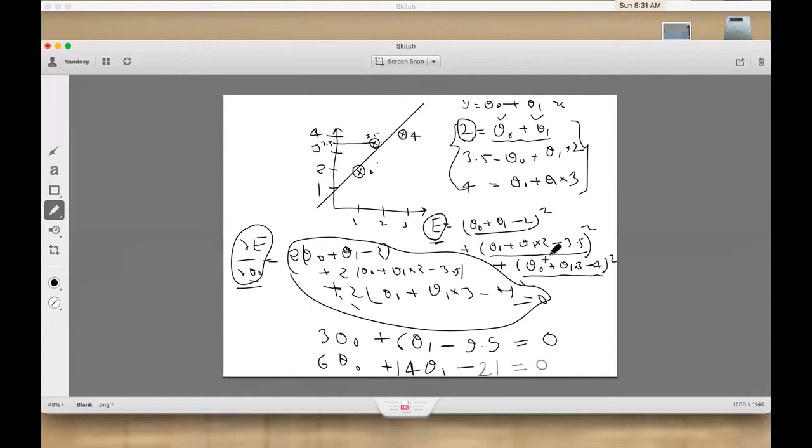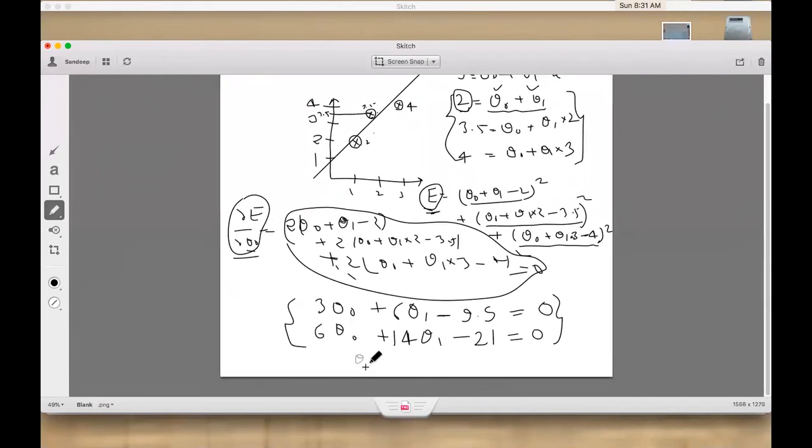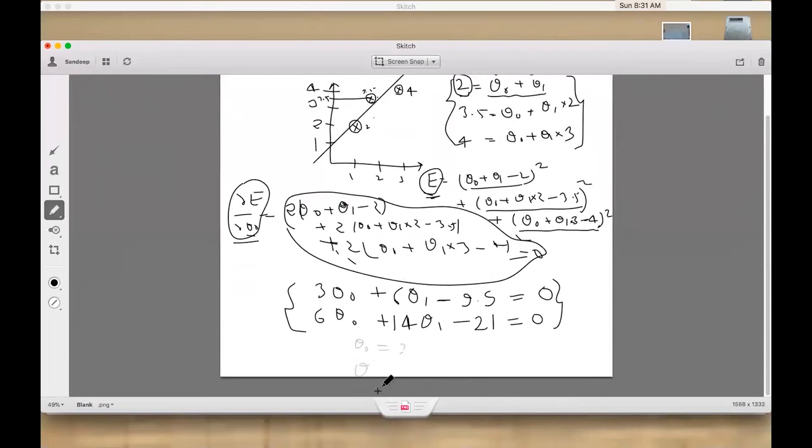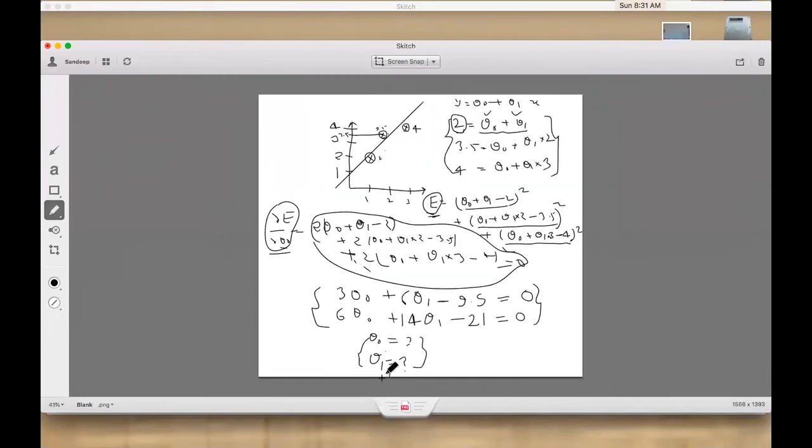equals to 0, right? When you differentiate it with respect to theta 1, this 2 will be multiplied here, 3 will be multiplied here, correct? And of course, the usual 2 will be there. So you try doing that. Now what you got is 2 equations, correct? We can definitely solve it for theta naught, and we can also solve it for theta 1. So in this way, we will get theta naught and theta 1. Is it clear, everyone?